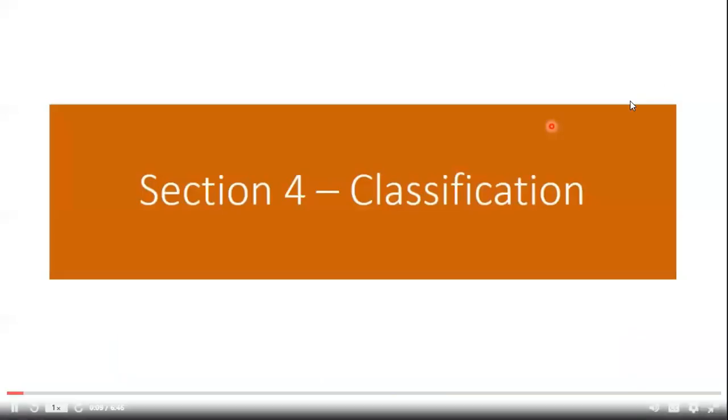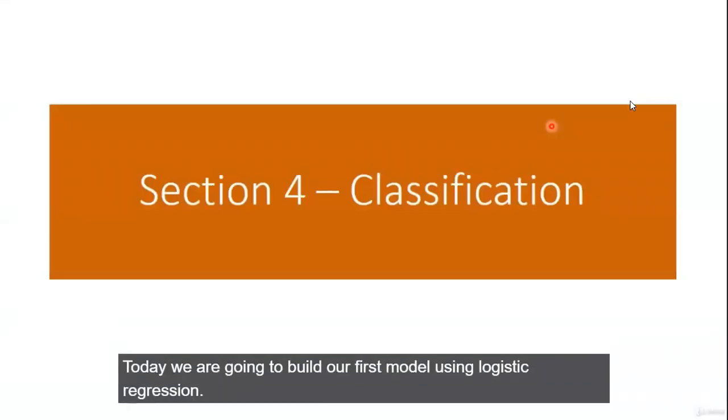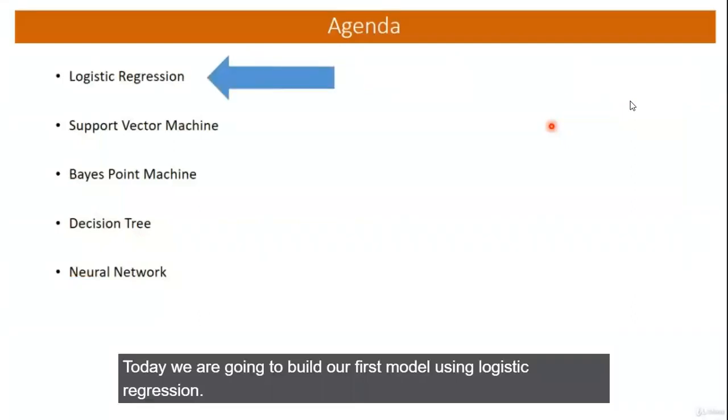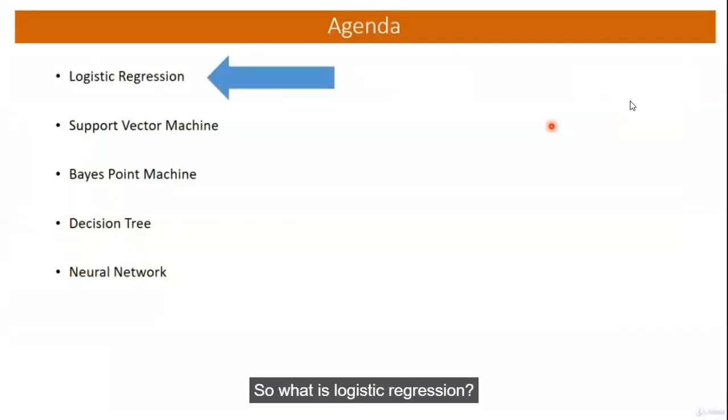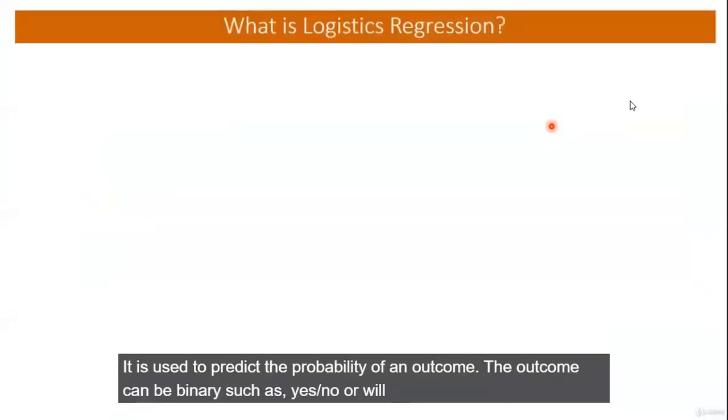Information. Today we are going to build our first model using logistic regression. So what is logistic regression? It is used to predict the probability of an outcome.